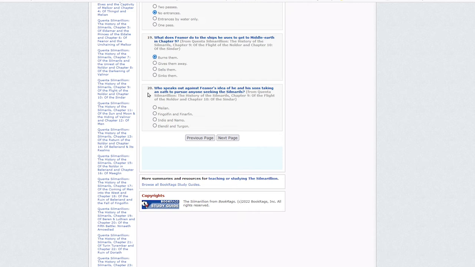Number 20, only 5 left. Who speaks out against Fëanor's idea of he and his sons taking an oath to pursue anyone seeking the Silmarils? Melan, Fingolfin and Finarfin, Indis and Namo, Elendil and Turgon. I think it's Fingolfin and Finarfin. They are the younger brothers of Fëanor. I'm pretty sure they spoke against the oath. Yeah, I'm going to go with that.